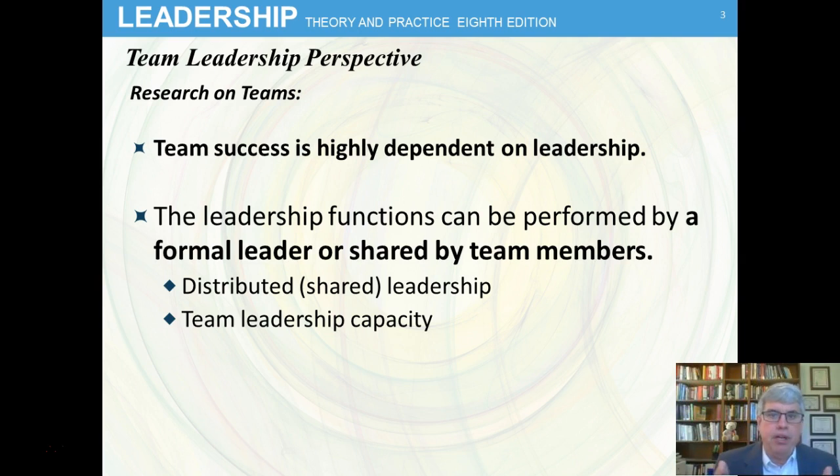So this also brings up what's known as team leadership capacity. Who are the members of the team? What capacities, what abilities do they bring to the team to be able to lead the team? Does the team leadership capacity exist uniquely in the one leader, or does it have greater leadership capacity because of the different members who are in the team?